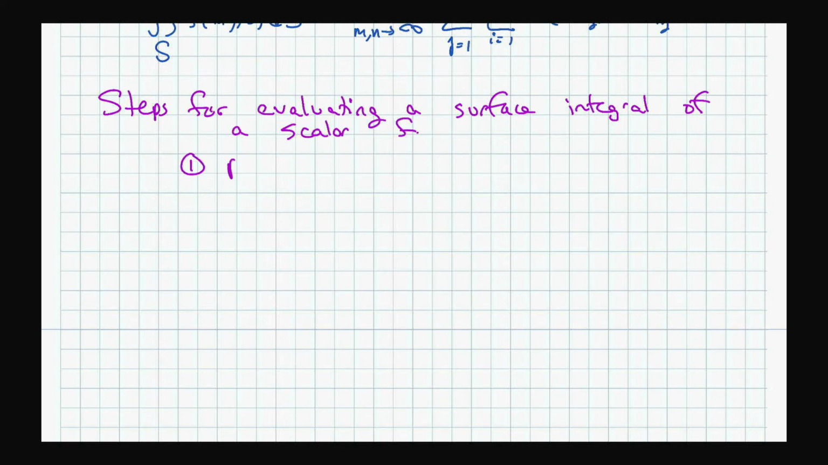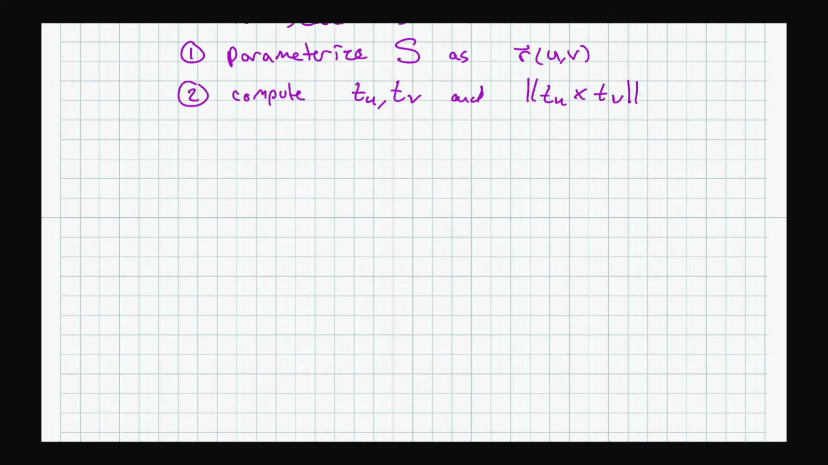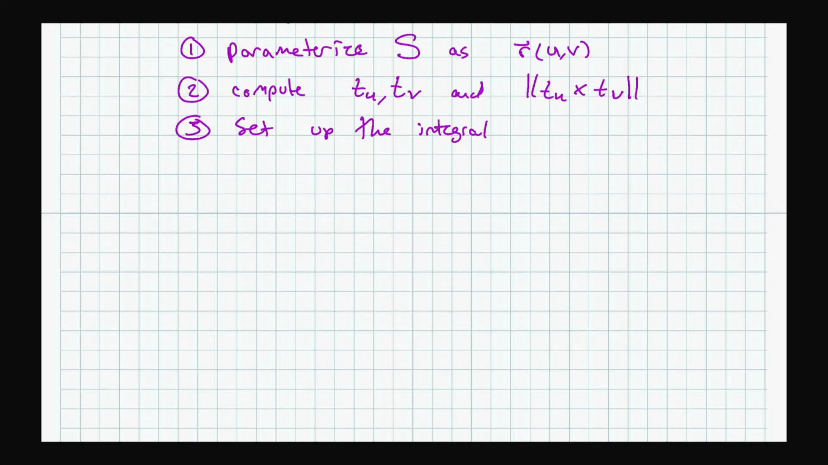So what you're going to do is parameterize your surface as r(u,v). Then you're going to compute, remember, we're going to need the Tu and the Tv. And at some point, we have to do Tu cross Tv, but you can do that in the next step. And then our third step was setting up the integral, and that's still the same, with bounds for u and v. All right, so we set up the integral.